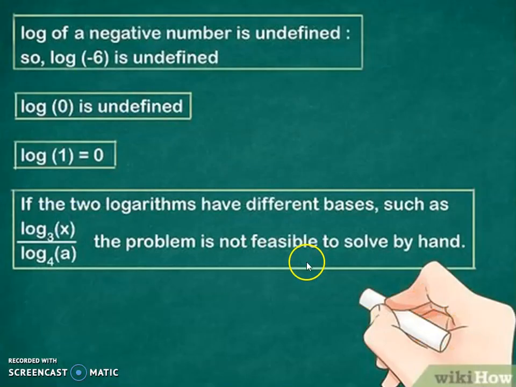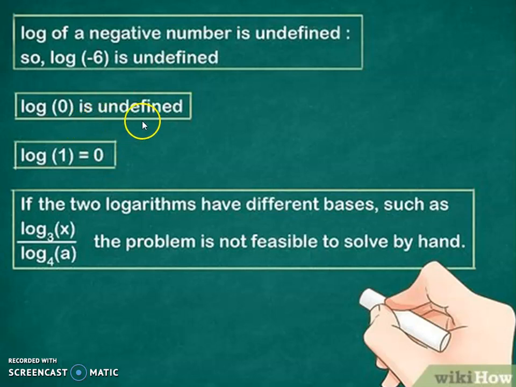Now let us move to some interesting facts of the logarithmic chapter. What are they? Log of a negative number is undefined. We know that log of minus 6 is undefined. In the calculator, you can also try to find log of minus 16. You get a mathematical error. Let us check in your calculator.